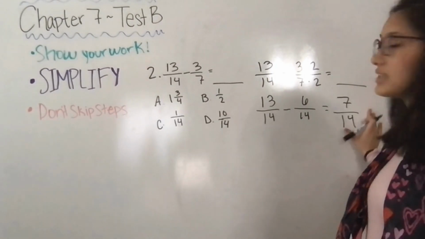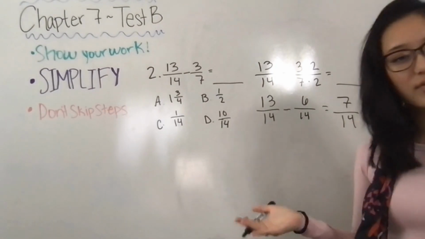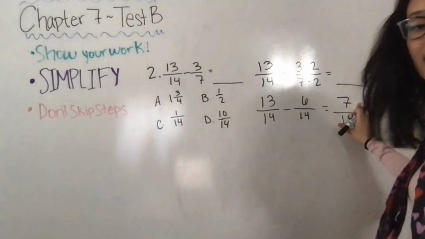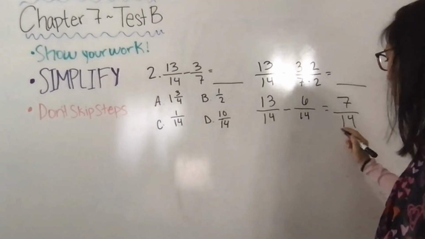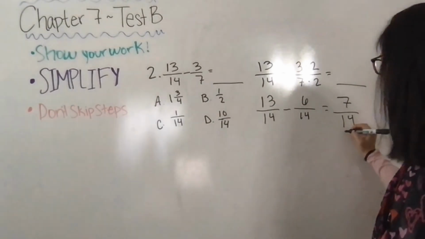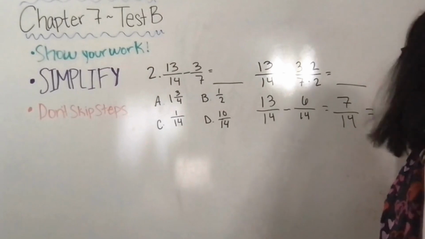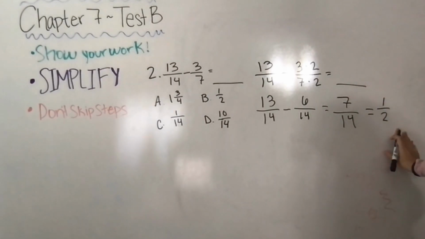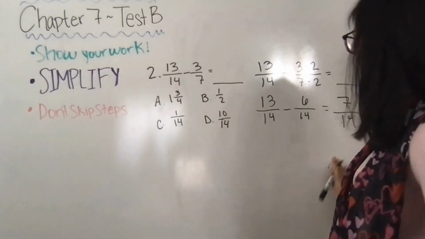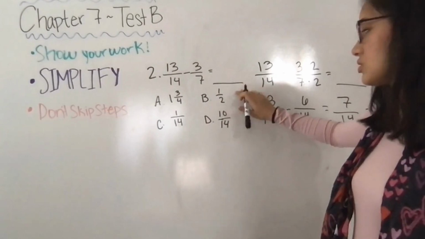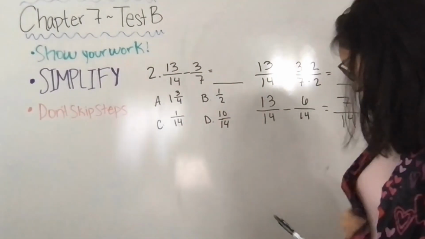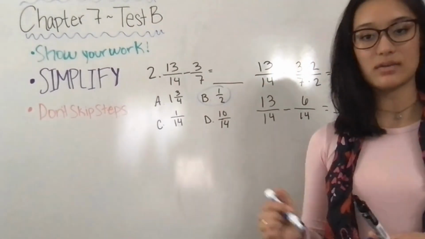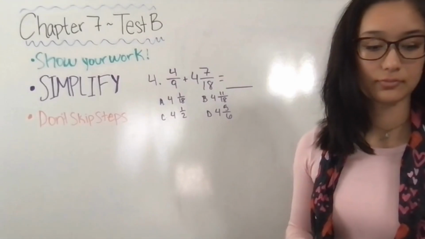Now, you could just leave it like this, but can 7/14 be simplified? Yes, it can, because 7 is half of 14. So you know that this really equals 1/2, which, as you remember, was one of your answers that you were given in the test. So your answer is B, 1/2.